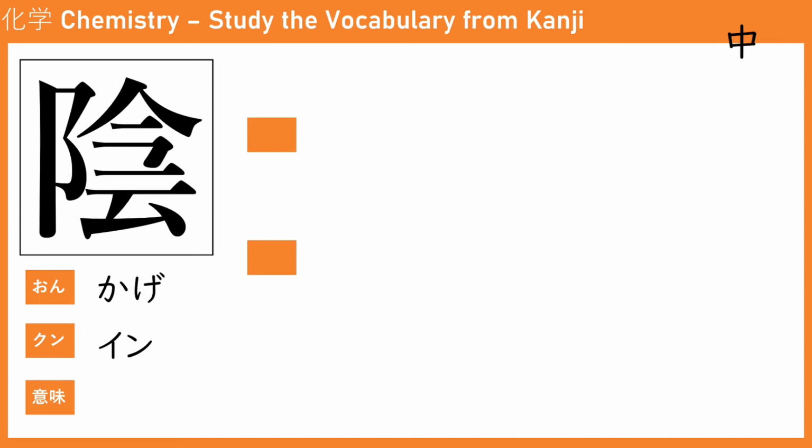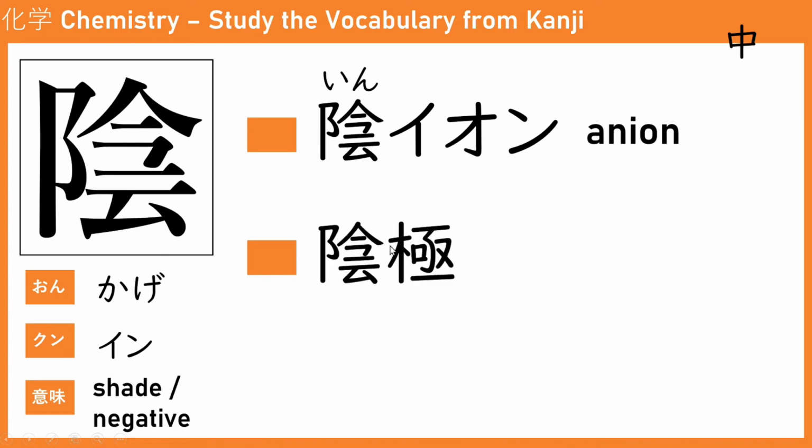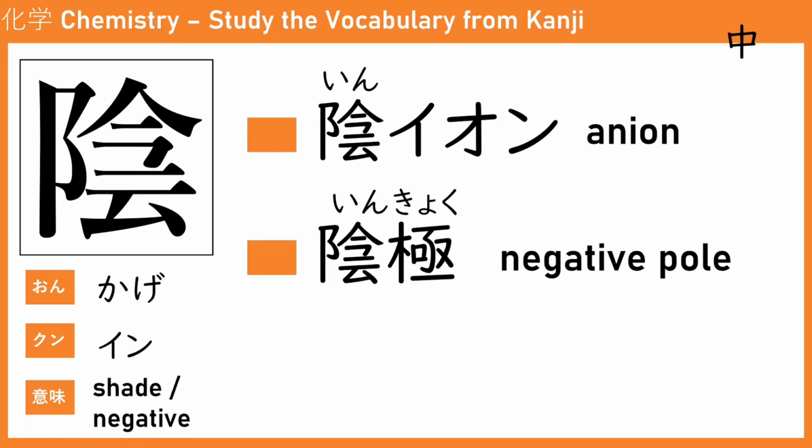The next kanji is in or kage, which means shape or negative. So we have in ion. The ion that has a negative charge is an anion. We also got this one, inkyoku. In means negative, kyoku means polar. So the negative pole. If you have the lesson on batteries in electrochemistry, you will use this word a lot, inkyoku. This pattern also applies to the positive part, so you got 陽イオン, 陽極.